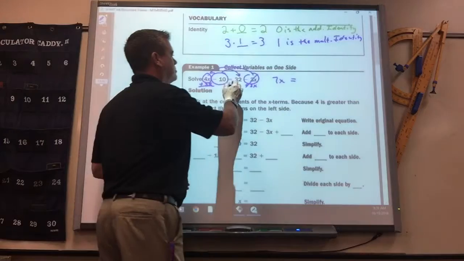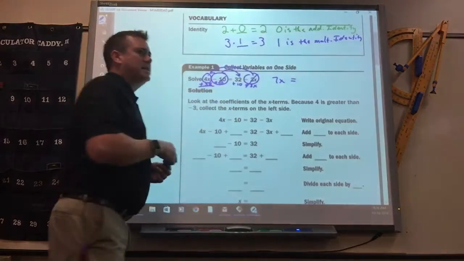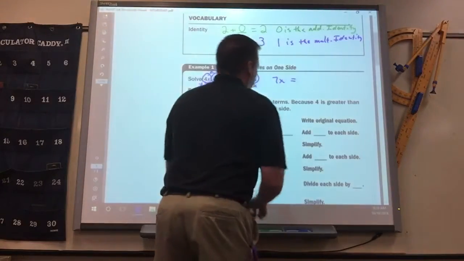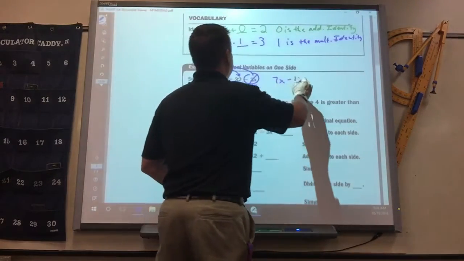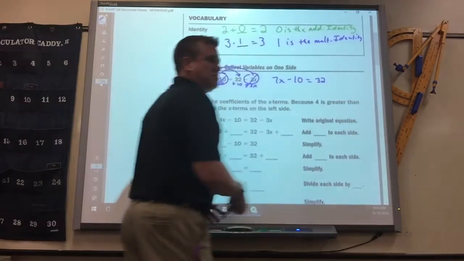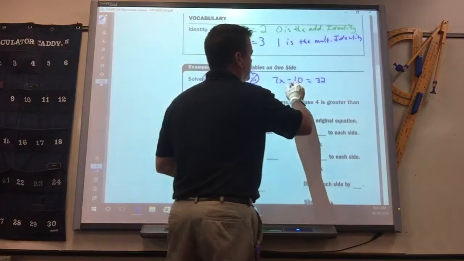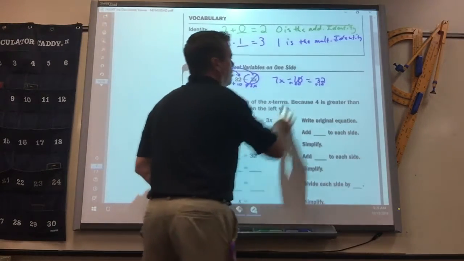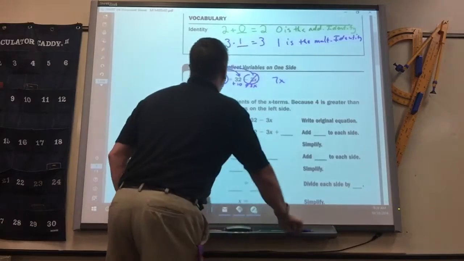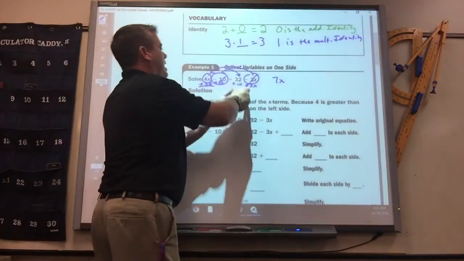Lindsay, are you confused? Why can't it just stay on that side? Well, it could. I'm skipping a step. It would be 7x minus 10 equals 32, right? And then you got to get rid of the minus 10, so you add 10. So I just did that step right away. It just saves you some time. Move the x's to one side, move the non-x's to the other.